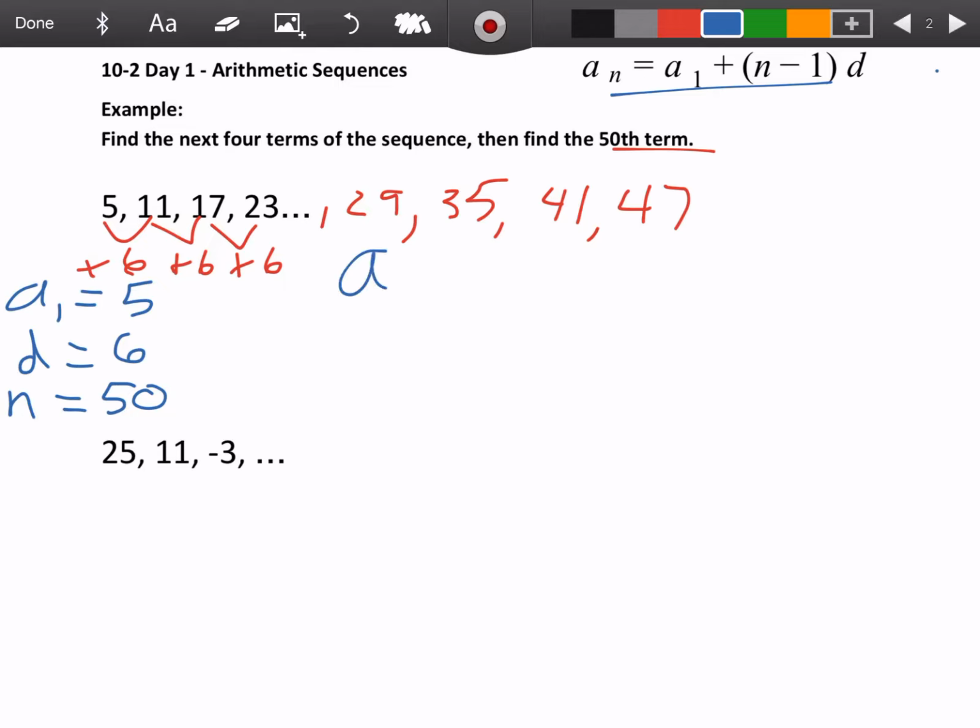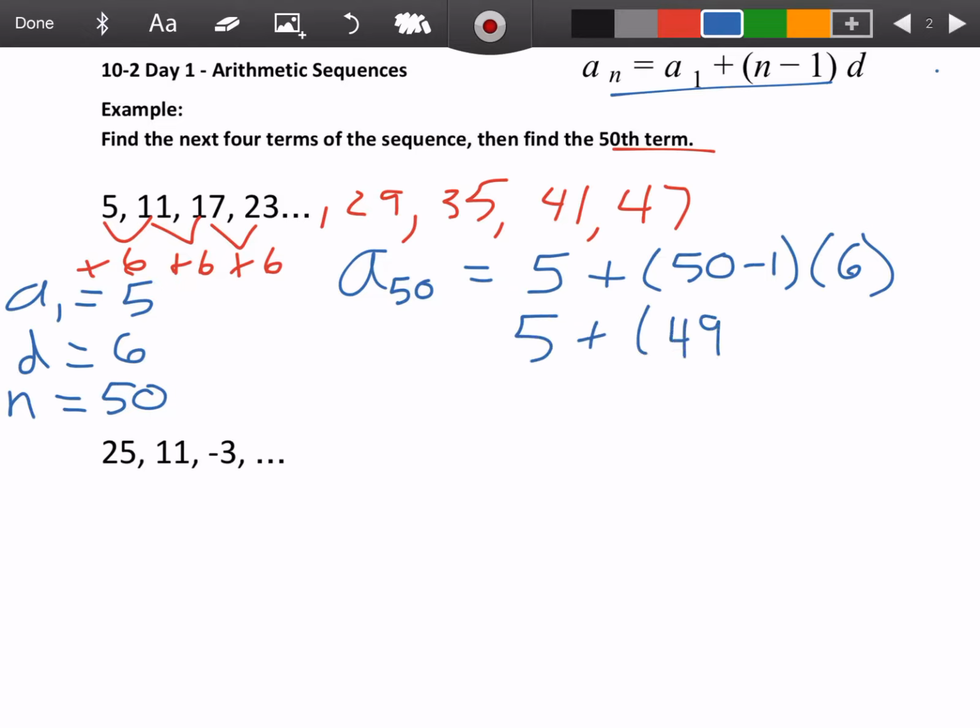So we would say, instead of A of n, A of 50 equals our first term, which is 5, plus 50 minus 1 times 6. You could plug that into your calculator. I'm going to simplify it just a little bit. We got 49 times 6. After you plug all that into your calculator, you should get 299. So the 50th term would be 299. And that's the shortcut, using that formula.